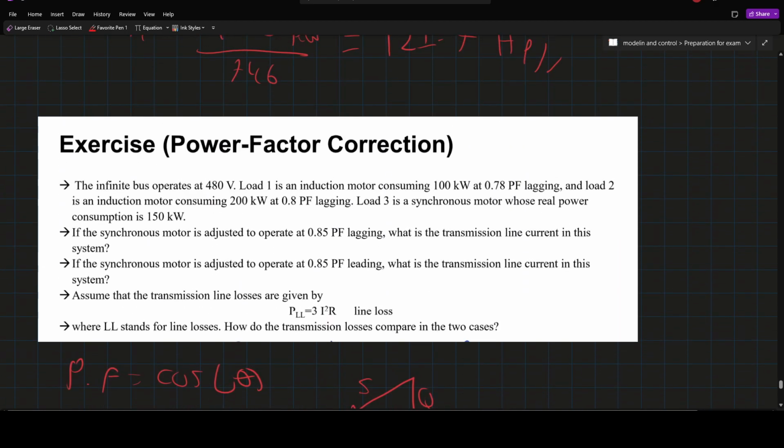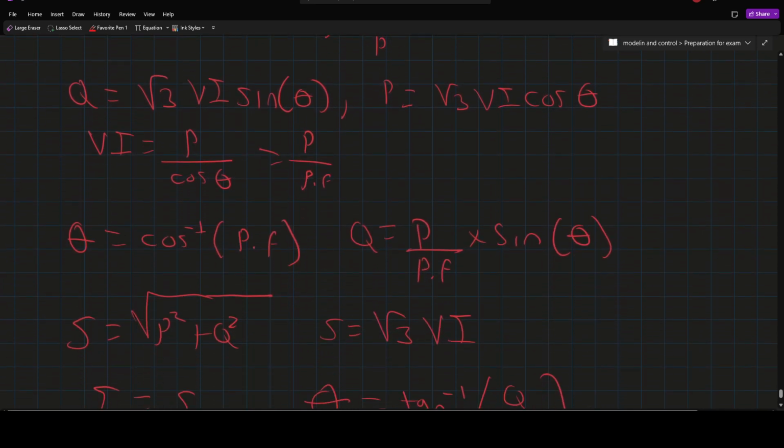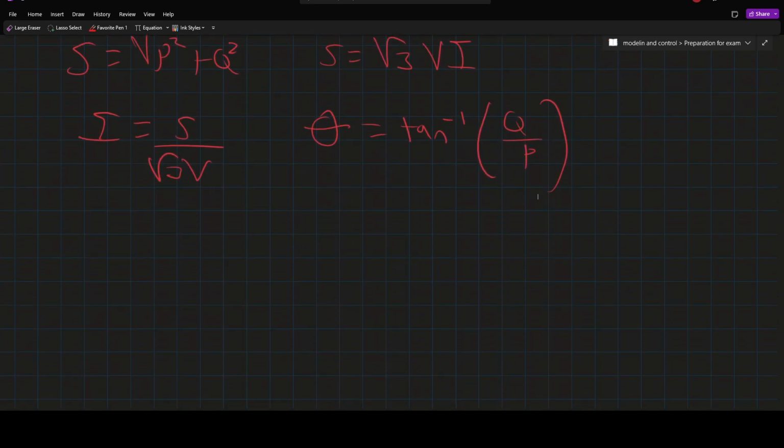So now we have an infinite bus. An infinite bus is just a hypothetical source that can deliver infinite power. And it has 480 volts. Now, let's start seeing what will happen for each one.